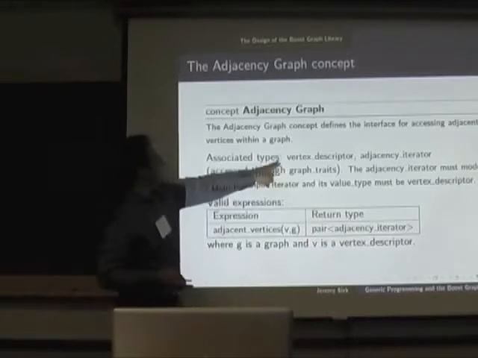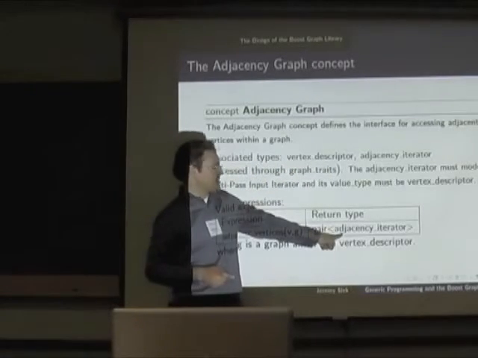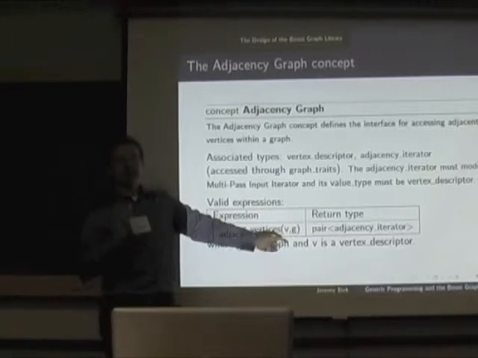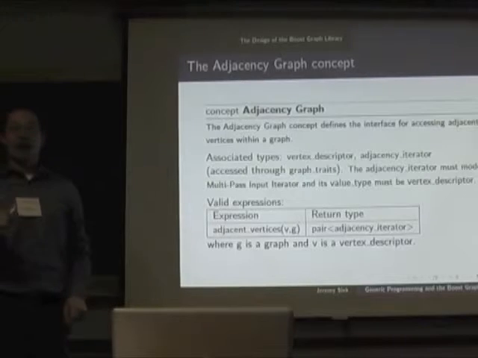So this adjacency iterator, maybe I should take a step back here. This is not a class. This adjacency iterator here is an associated type, which means that for any particular graph implementation, you get to pick whatever you want. Okay. All right.